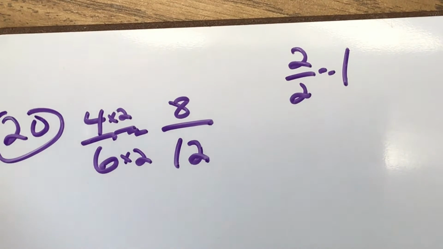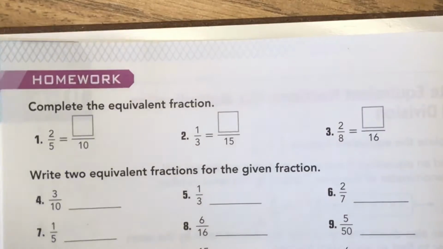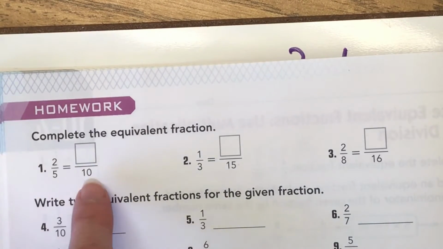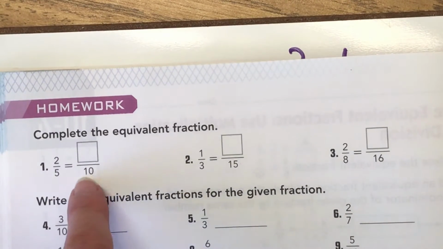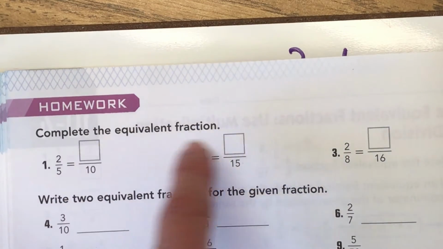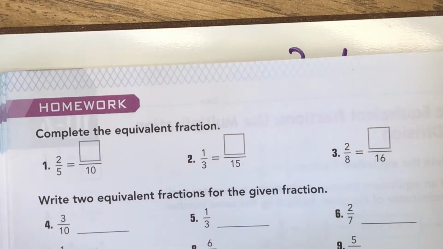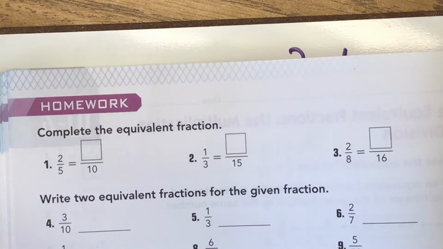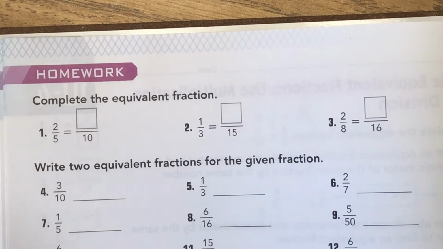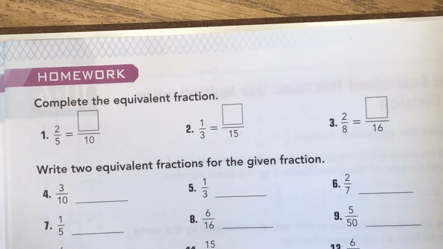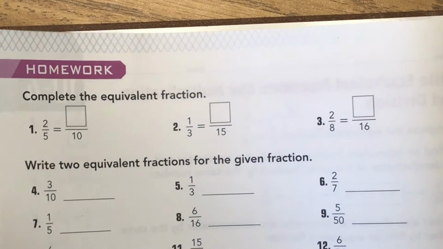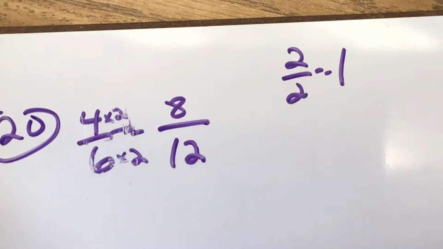Well, on page 144, you're asked to find some more equivalent fractions. And on the top 3, they give you a fraction and then either the numerator or the denominator, in this case all denominators, and you have to fill in the missing numerator. But then in the next part, it asks you to write 2 equivalent fractions for the given fraction, but it doesn't tell you what numerator or denominator to use. So I'm going to do a few of those with you. Let's look at number 4. This is on page 144.